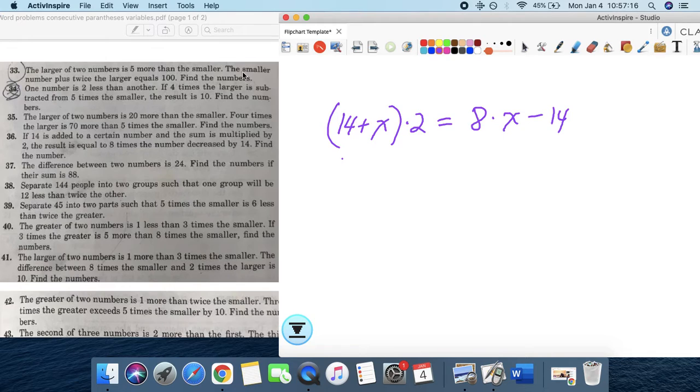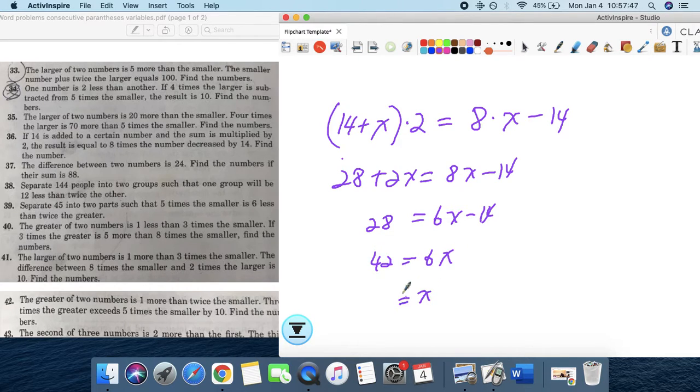Okay, so the tricky part is because I think I've seen a few of you adding 14 plus x here, and then also plus 14 plus x times 2. So you're not doing that. It's just this. Okay, so distributive property. 8x minus 14. Let's get rid of the 2x, which gives me 6x minus 14 equals 28. 6x equals 42, right? And then x equals 7. So that's my answer.